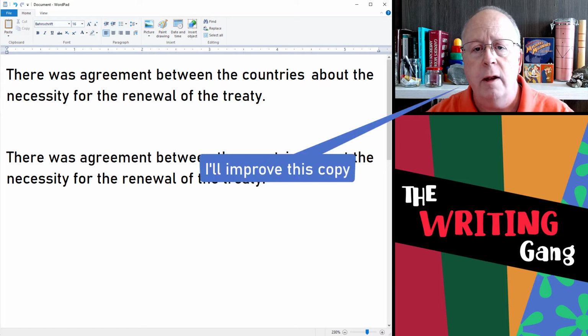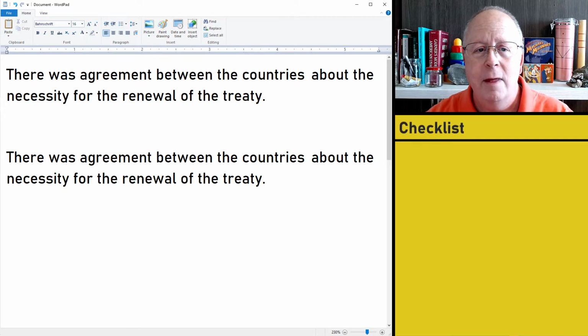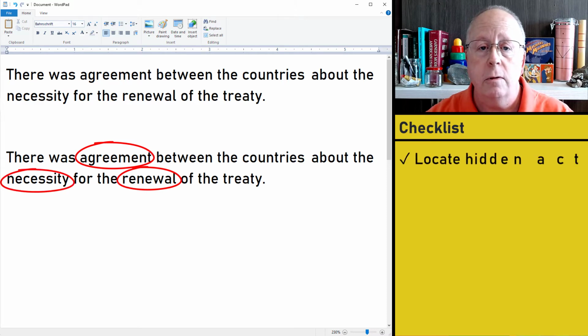Start by evaluating the sentence on the left side of your window. You should see at least two kinds of problems that Williams and Bishop have warned us about. Are you ready? First, I notice two nominalizations, agreement and renewal. I also see the noun necessity, which strongly resembles a nominalization.